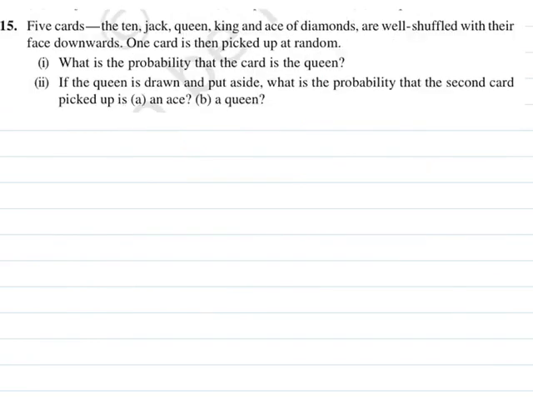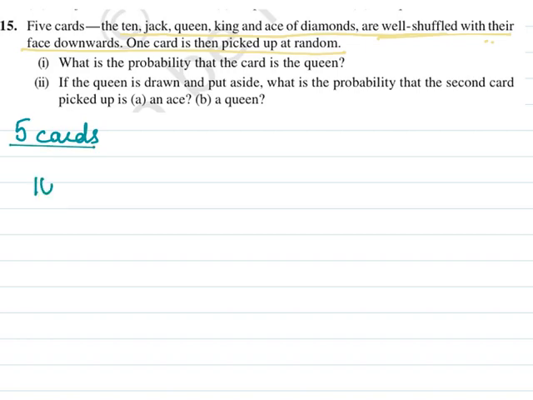The 5 cards, a 10, Jack, Queen, King, Ace of diamonds are well shuffled with the face downwards. 1 card is picked up. Now here we just have 5 cards. So let's write down which are the 5 cards that we have.